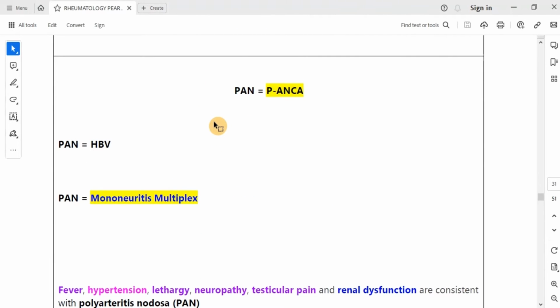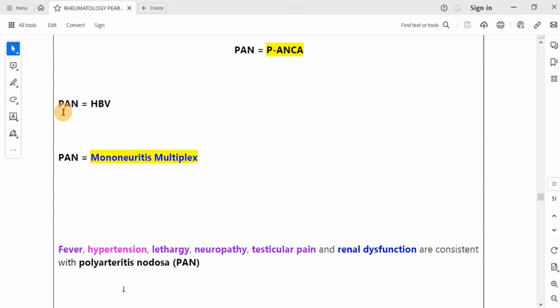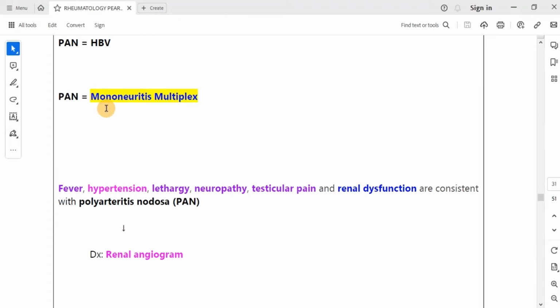So in case of polyarteritis nodosa, usually the ANCA is negative, but the P-ANCA may be positive in some of the conditions. And the PAN is most commonly associated with the hepatitis B virus infection. And we can also get the features of mononeuritis multiplex, and mononeuritis multiplex may also be seen in case of CSS.